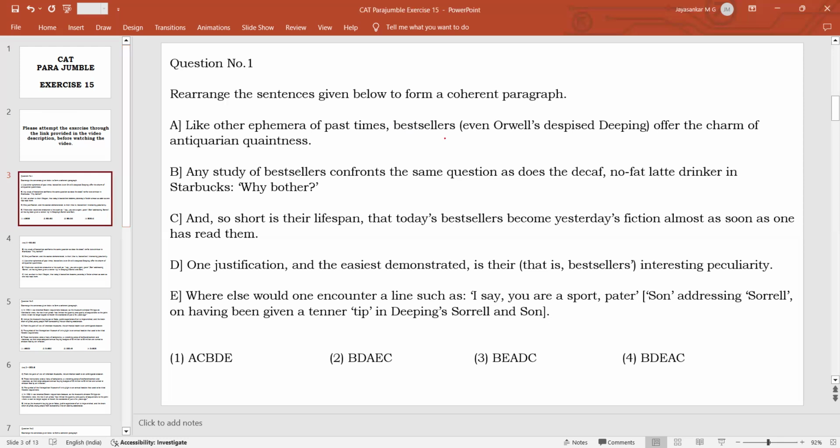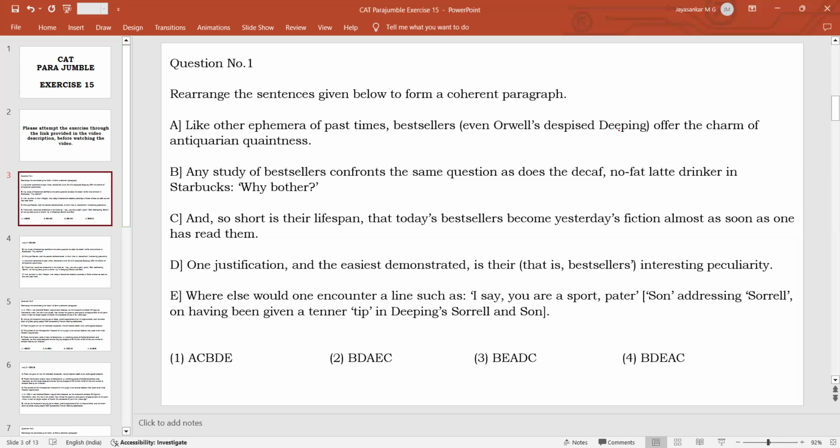The first sentence: bestsellers, even Orwell's despised, do offer the charm of antiquarian quaintness. What is antiquarian quaintness? An old-fashioned appeal or an old-fashioned charm. So, like other ephemera, meaning other things that have a very short lifespan, any other things associated with the past, bestsellers also have a short lifespan, and they have an old-fashioned charm.